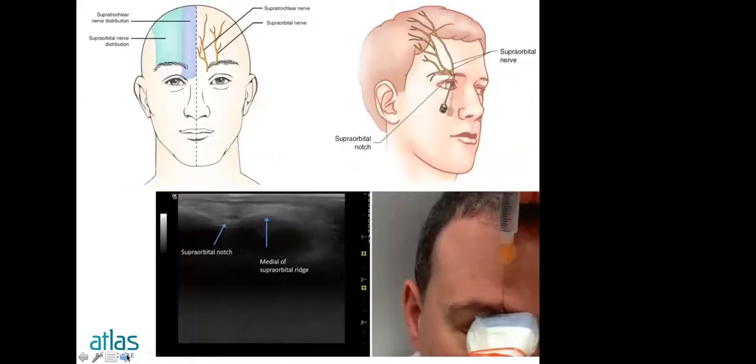First we'll look at the front of the face, the forehead. The top picture on your left shows the supratrochlear nerve and the supraorbital nerve. The supratrochlear nerve is the one which is medial, and the supraorbital is the one which is slightly lateral. And the injection is shown as a schematic representation.